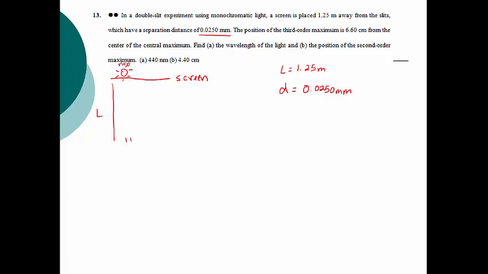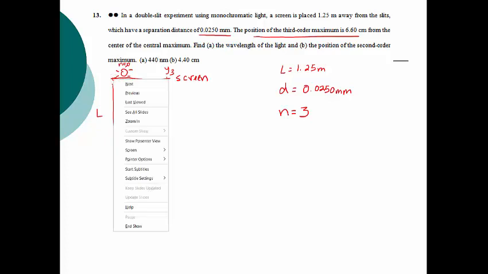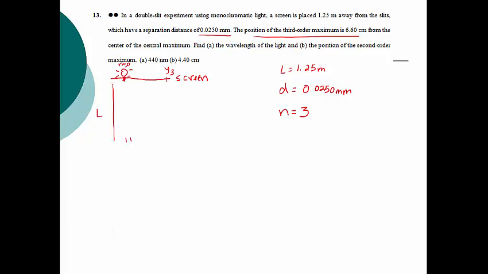And then we see the position of the third order maximum. So that means that little n is equal to 3. And what we're looking at here is y3. So that would be the distance from my central maximum, or where my light source is, to where this particular bright light or fringe appears. So we'll call it y3, just to remind ourselves. And this is 6.60 centimeters.